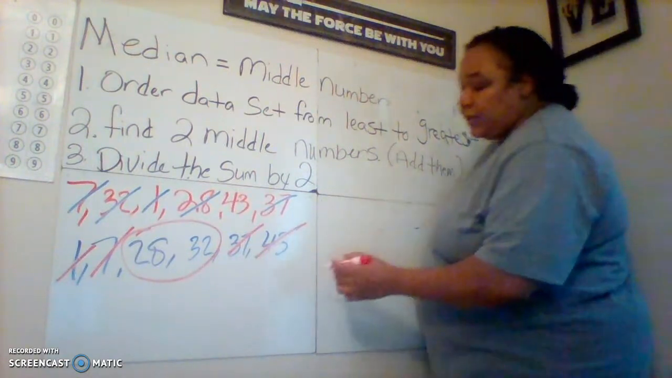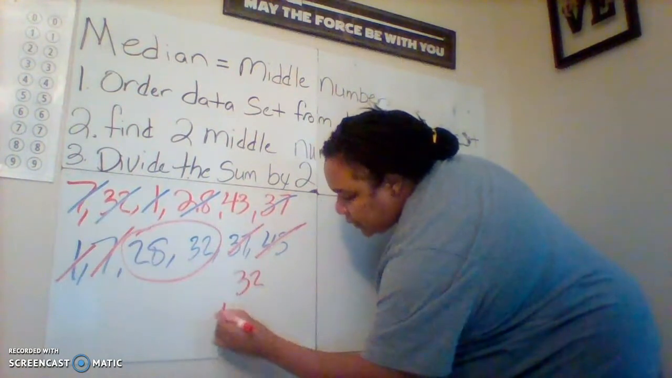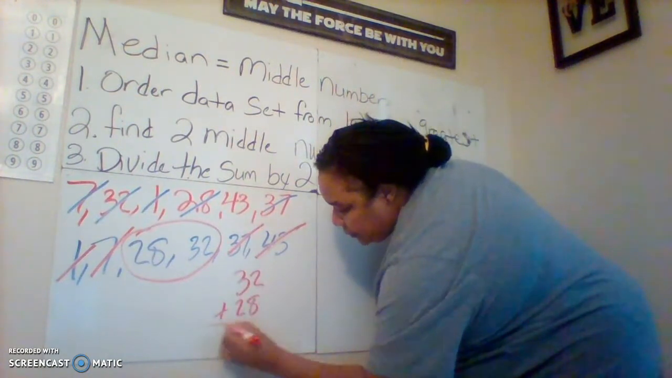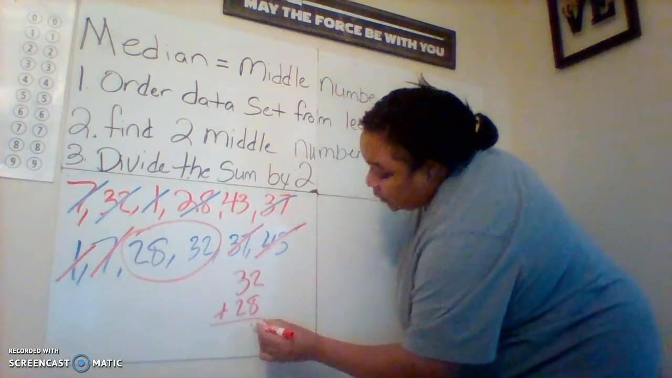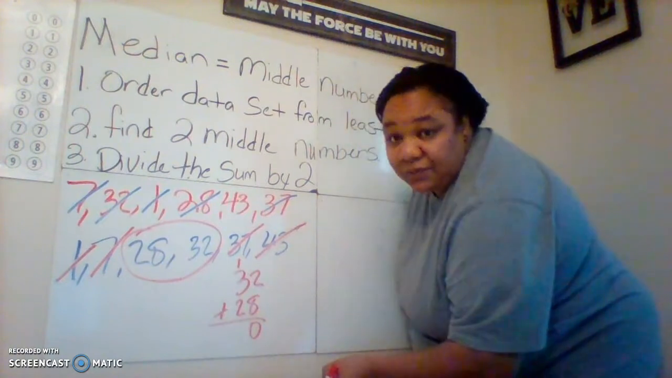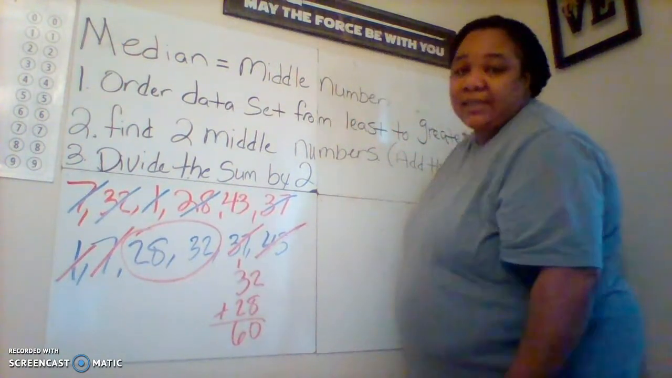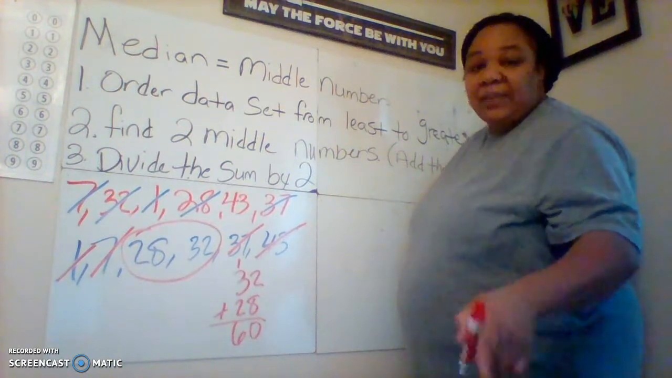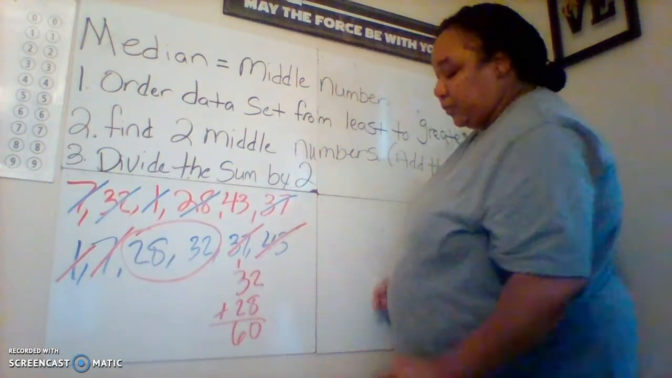So I got 32 plus 28. 8 plus 2 is 10. Write my 0, carry my 1. 2 plus 3 is 5, plus 1 is 6. So the number I got is 60. The last step I'm going to do is divide that sum, which is 60, by 2.